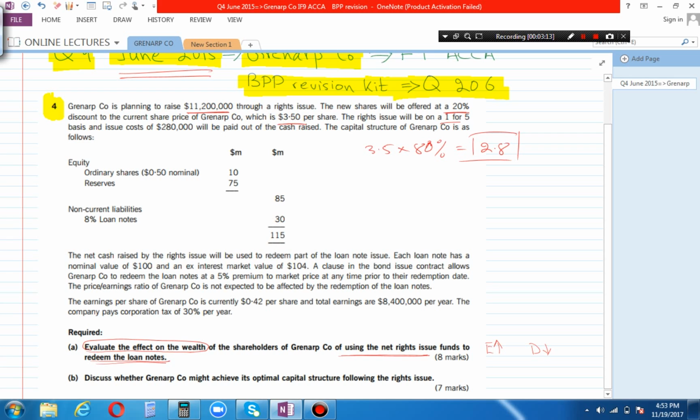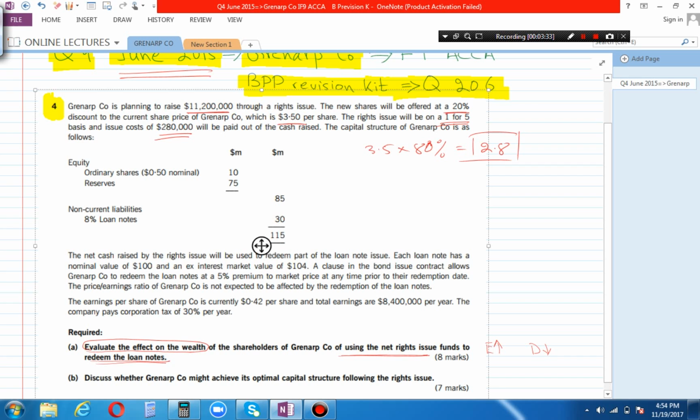The rights issue will be 1 for 5. So for 5 old shares, every shareholder can get 1 new share. And the issue cost would be 280,000. So if you issue rights, you have to bear this cost of 280,000.